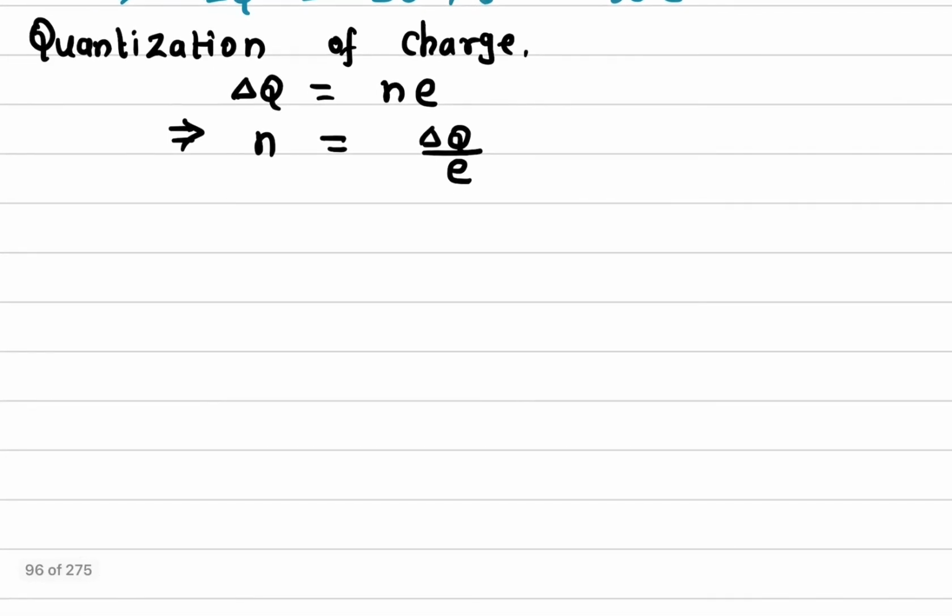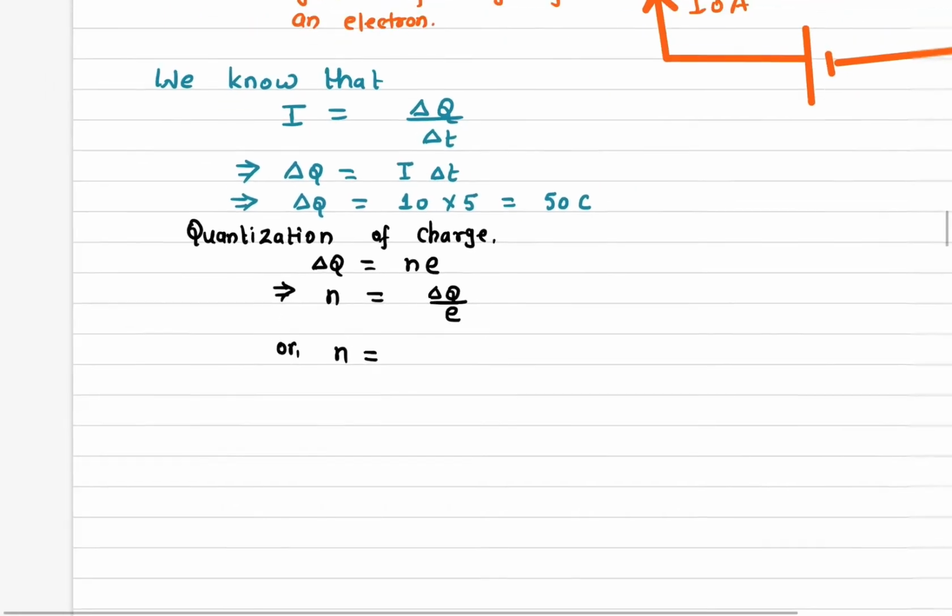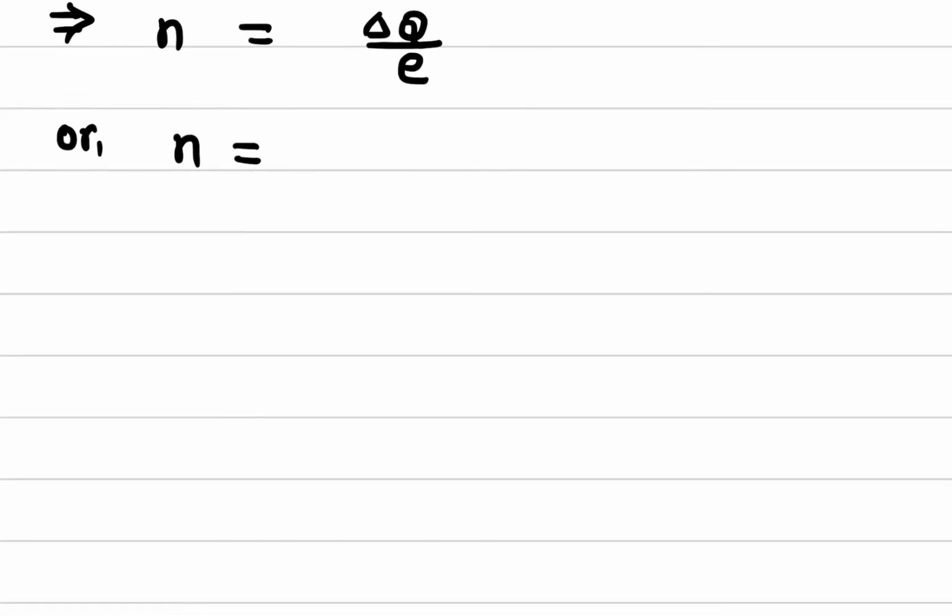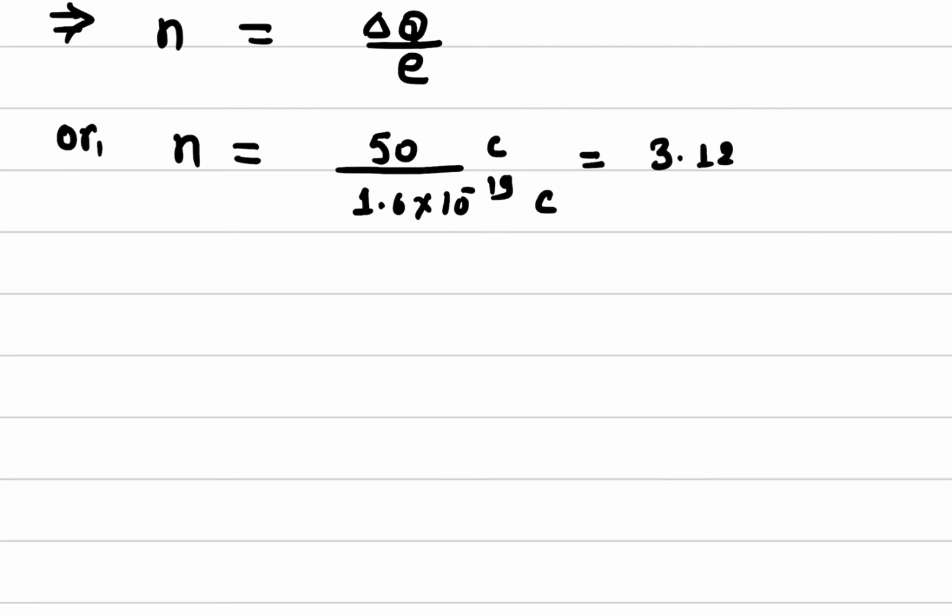So now let's plug in all the values. The delta Q we just calculated is 50 coulomb, and e is 1.6 times 10 to the minus 19 coulomb. So now let's do this math. 50 divided by 1.6 times 10 to the minus 19, the number we got is 3.125 times 10 to the 20.